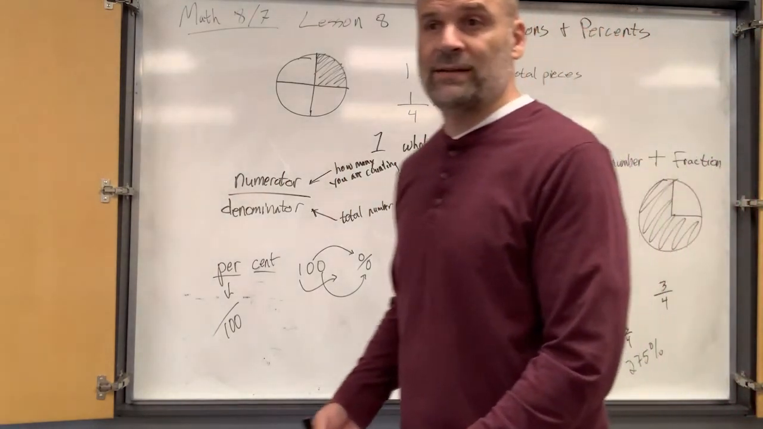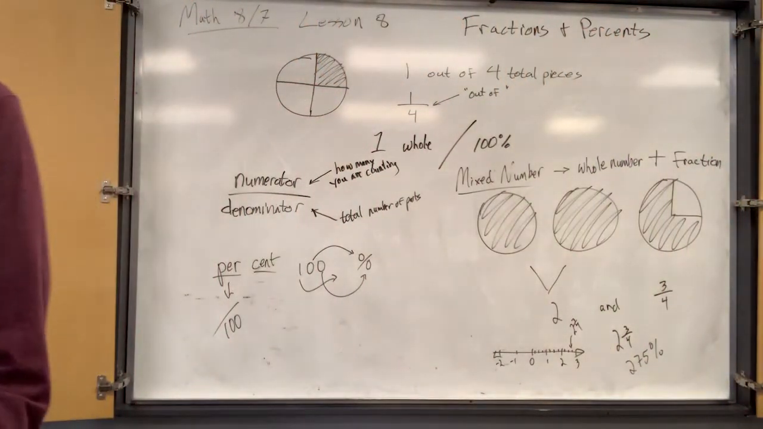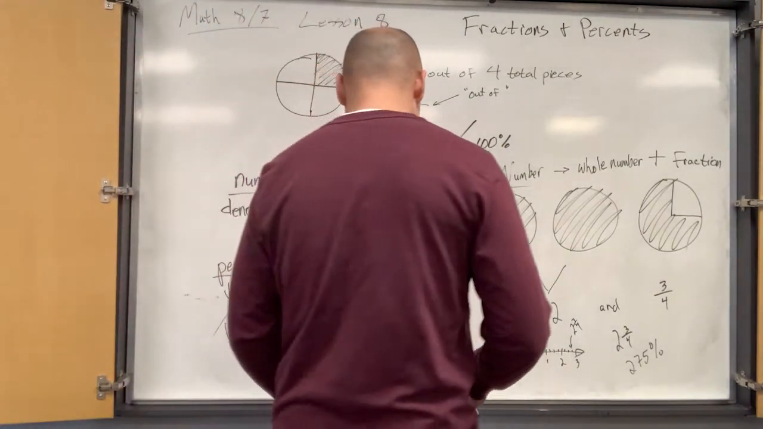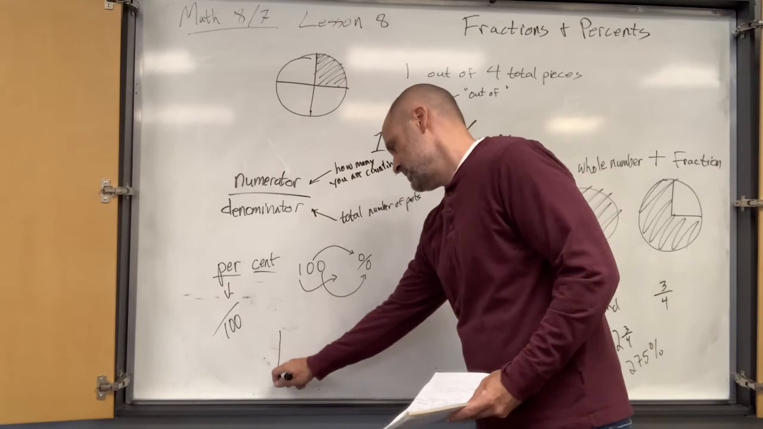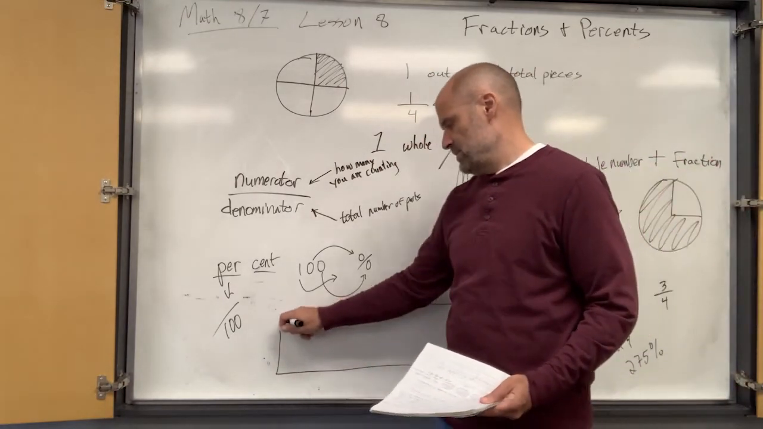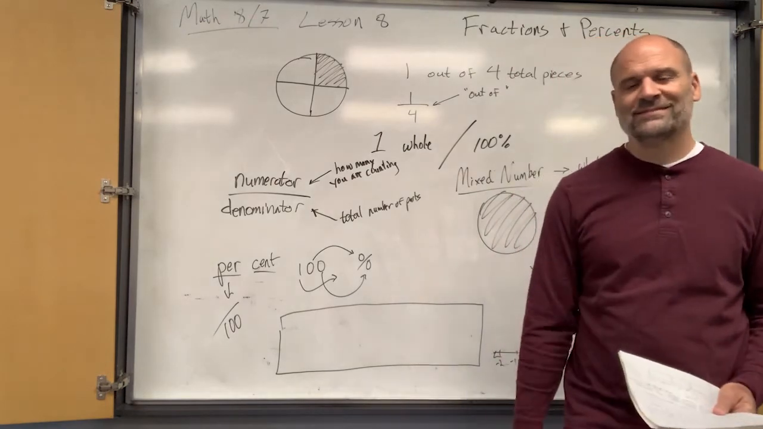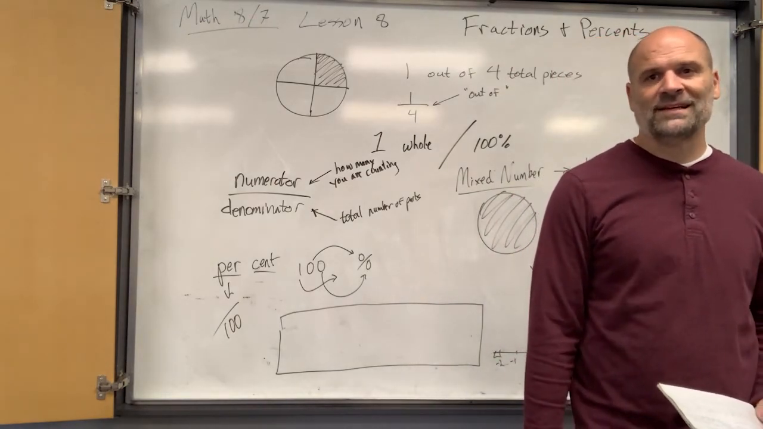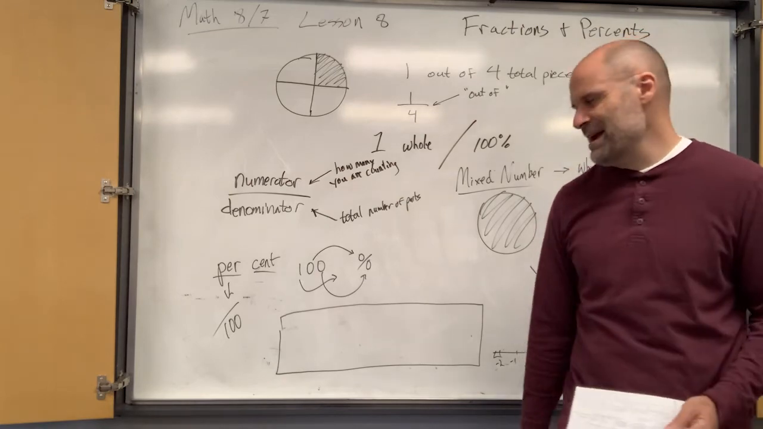Well, where do we see this in life? Where do we see a number line kind of like that? Grace? Where do you guys see it? You probably have one in your bag. Yes. Oh, a ruler. A ruler, that's right.